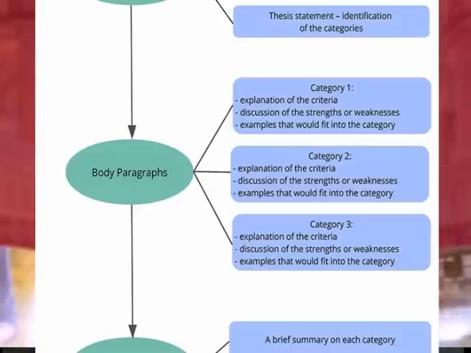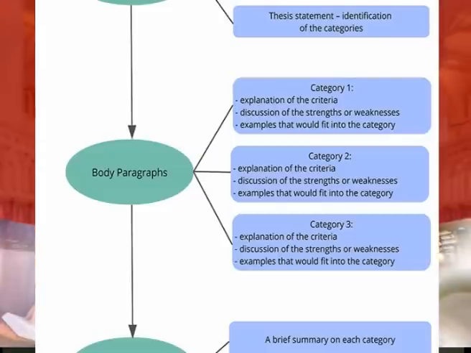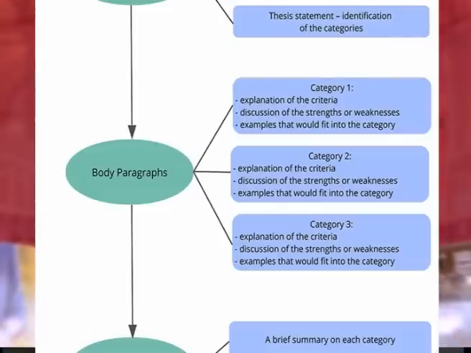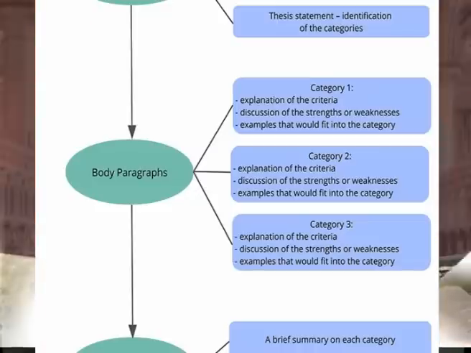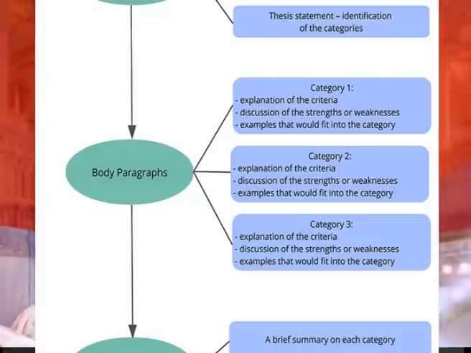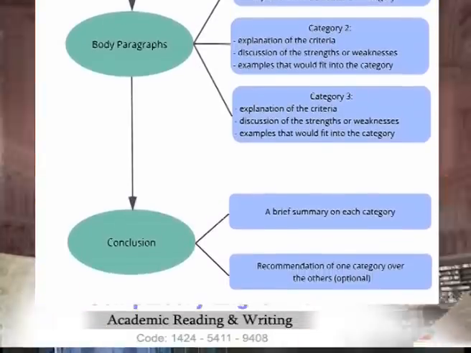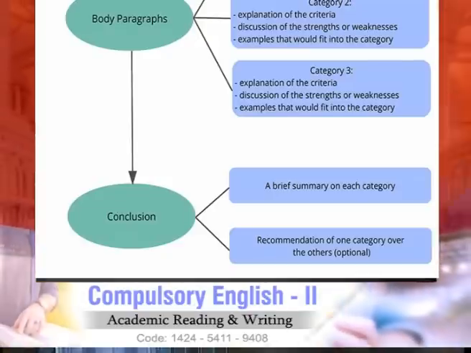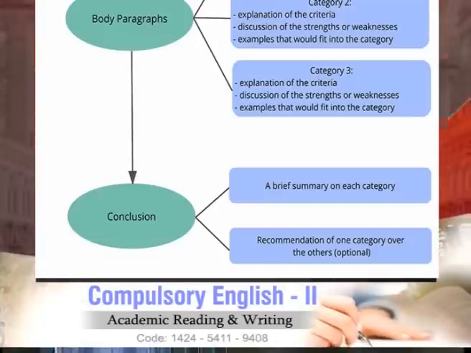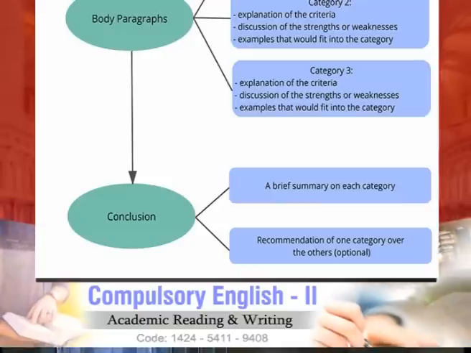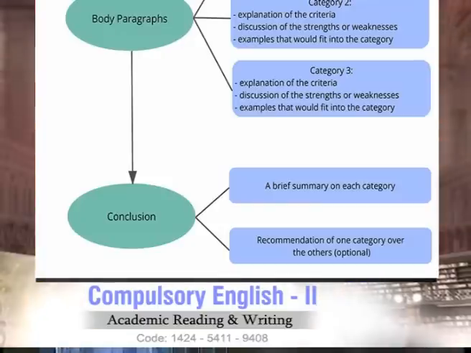There is category 1 that explains the criteria of being put into this category. Then it discusses the strengths and weaknesses. It gives the examples that would fit into the category. Same will go on for the other 2 categories. There may be more categories than 3. Then there is the conclusion, which includes a brief summary on each category and a recommendation or suggestion of the one category over the others, which is optional and is totally dependent on the will of the writer if he wants to give these recommendations or suggestions.